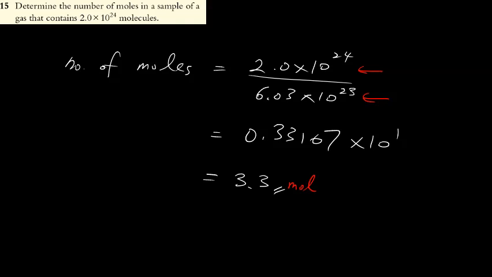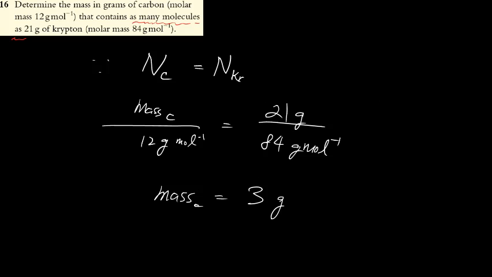mole in total. The next question, the keywords in the question are as many molecules as the other one. So basically, for these two elements, whatever they are, they will have the same amount of molecules. And therefore, the number of molecules could of course be calculated by the mass over the molar mass. And therefore, here is the answer.